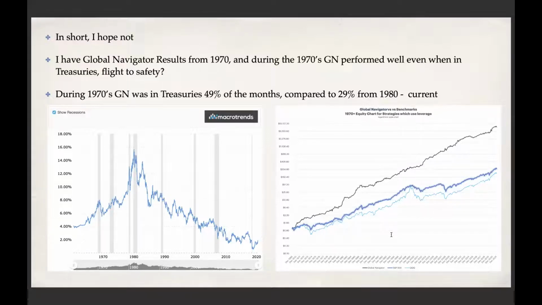And what surprised me, I wanted to make sure that the reason we did well wasn't because treasury holdings did really bad but the stocks did really well, or we didn't hold treasuries very long, that kind of thing. So I looked, and much to my surprise, we actually held treasuries 49% of the months during the decade of 1970. And if I look at 1980 to current, it's only 29% in treasuries. So not only did the strategy not blow up in that decade of rising yields, but we actually held treasuries a lot more than the strategies would have since.